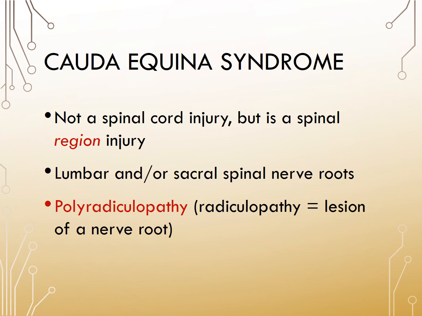It is involving lumbar and or sacral nerve roots. Different roots will be affected depending on what is creating the cauda equina syndrome. Frequently, it is due to a problem with a disc or spinal stenosis. Cauda equina syndrome is an example of a polyradiculopathy. A radiculopathy is a lesion of a nerve root, and poly indicating there are many, and often it's going to be asymmetrical.